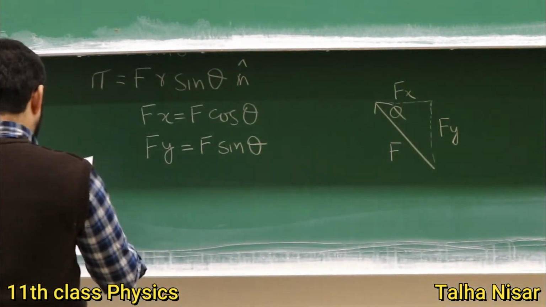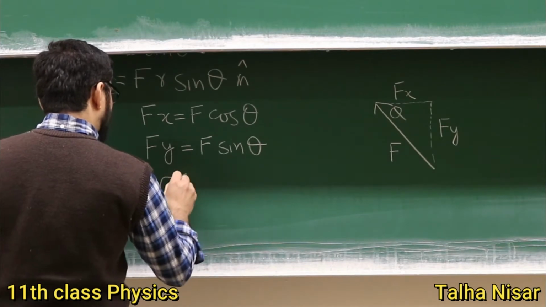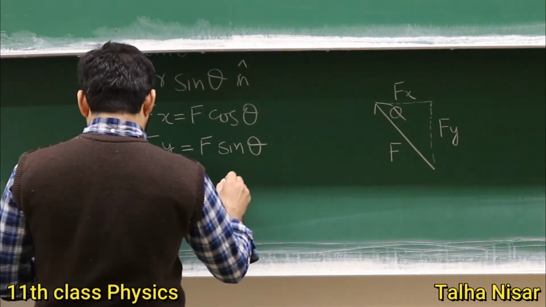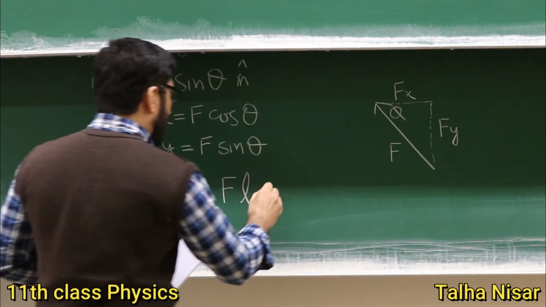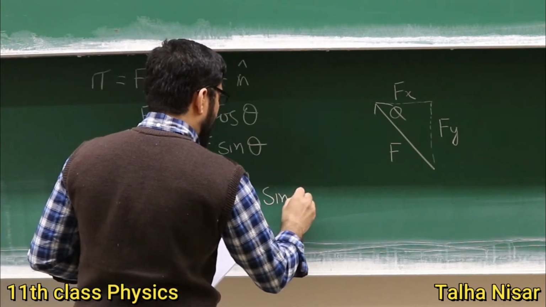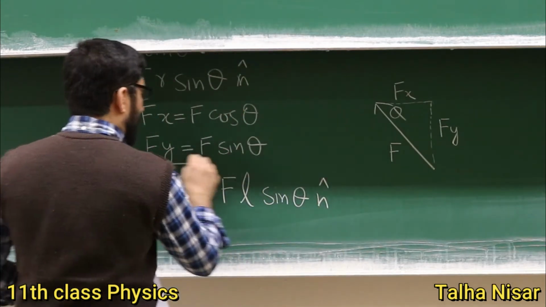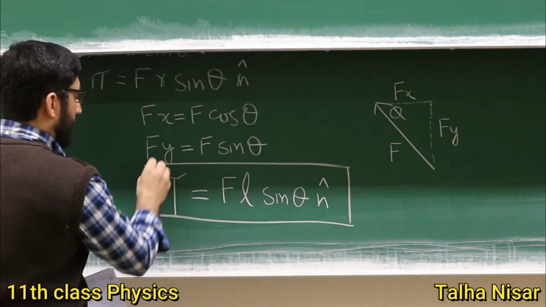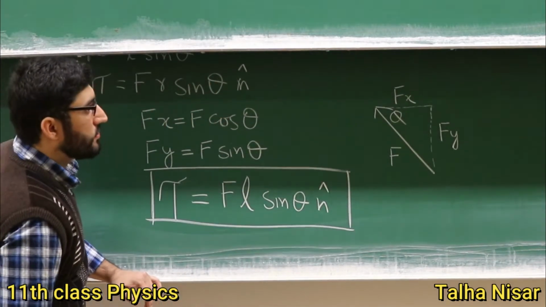So we can simply write the torque equals force, the moment arm, sine of theta, and here is the direction. And the direction we can find out using the right-handed rule.